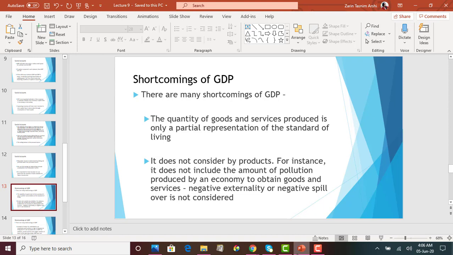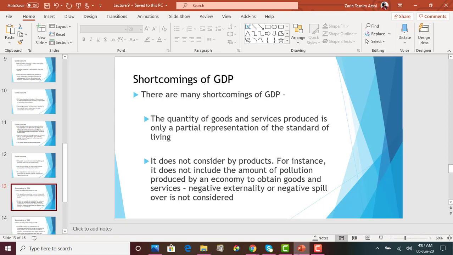The first one is that the quantity of goods and services produced is only a partial representation of the standard of living. If you remember, how do we calculate GDP? When we calculate the GDP, we did price times quantity. So if you produce more quantity, your GDP goes up.